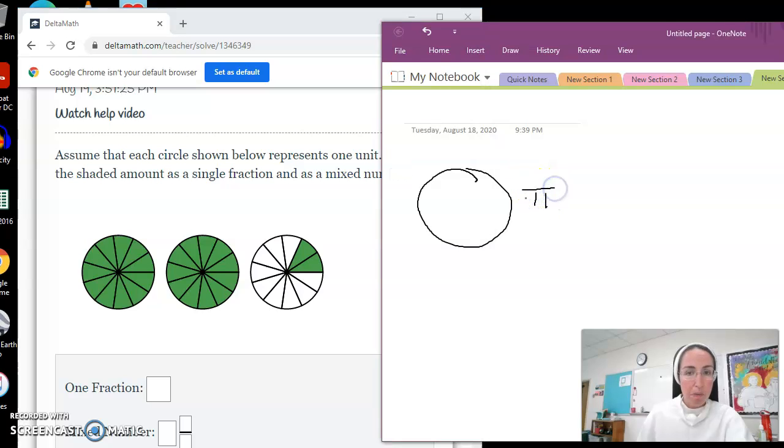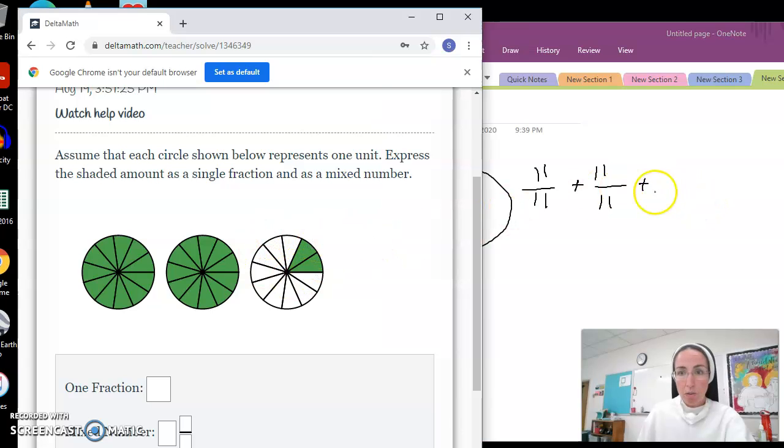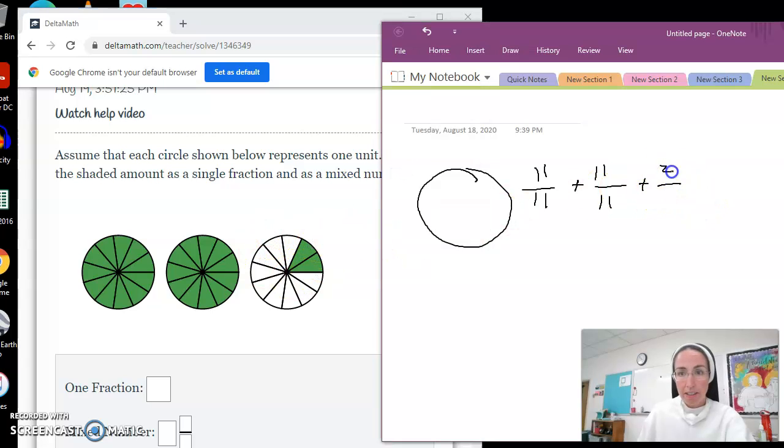So it's 11 parts. So the first one is 11 out of 11 because all of them are filled in. The next one is also 11 out of 11. And the third one is only 2 parts out of 11.